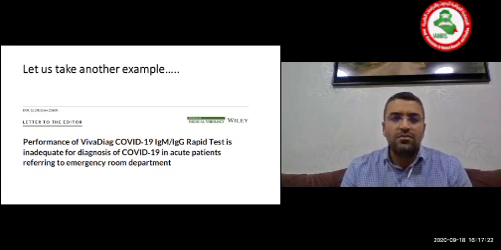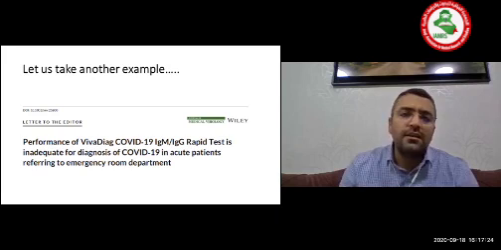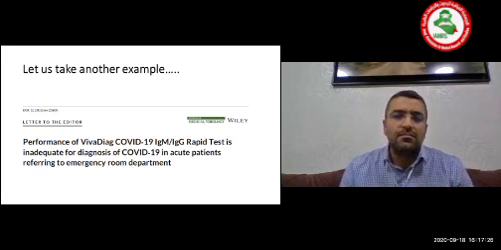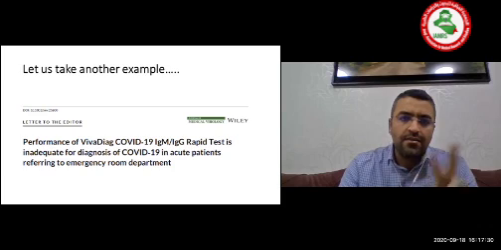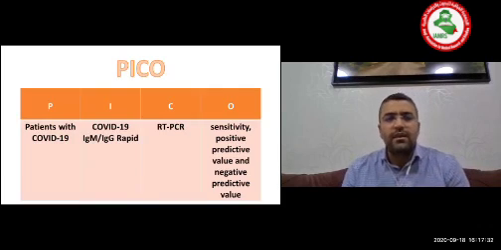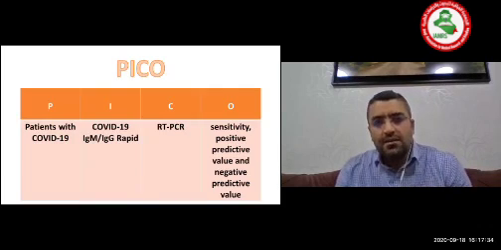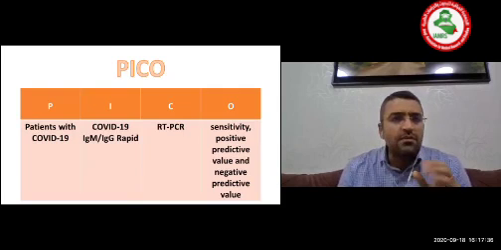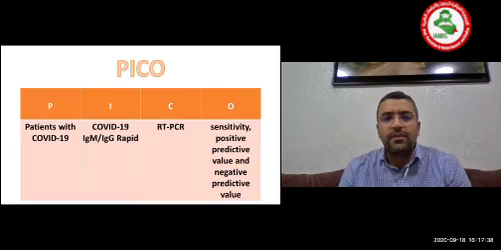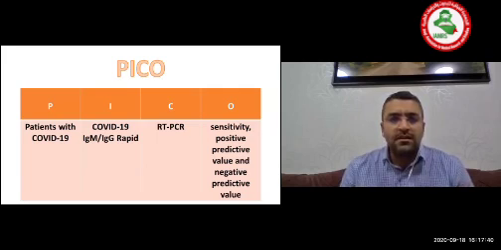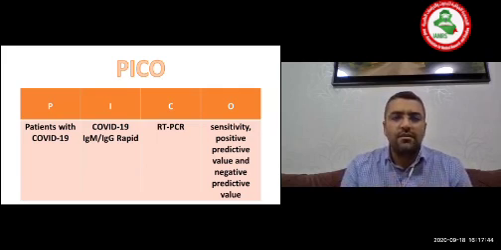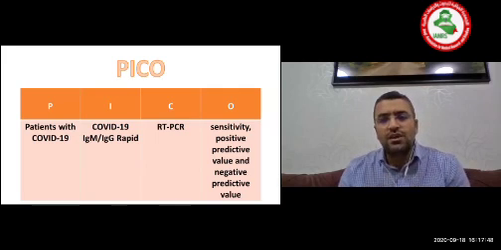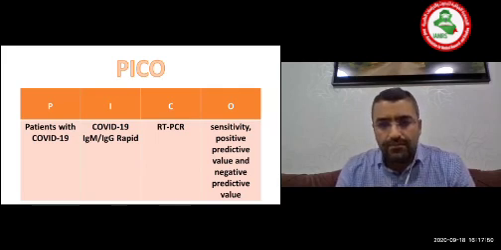They wanted to try a new blood test for the diagnosis of COVID-19. Let's apply this in the PICO. What did they do? The P, patients, is very clear: patients with COVID-19. The intervention here is not a medication, actually. It is a new blood test, the COVID-19 IgM, IgG rapid test.